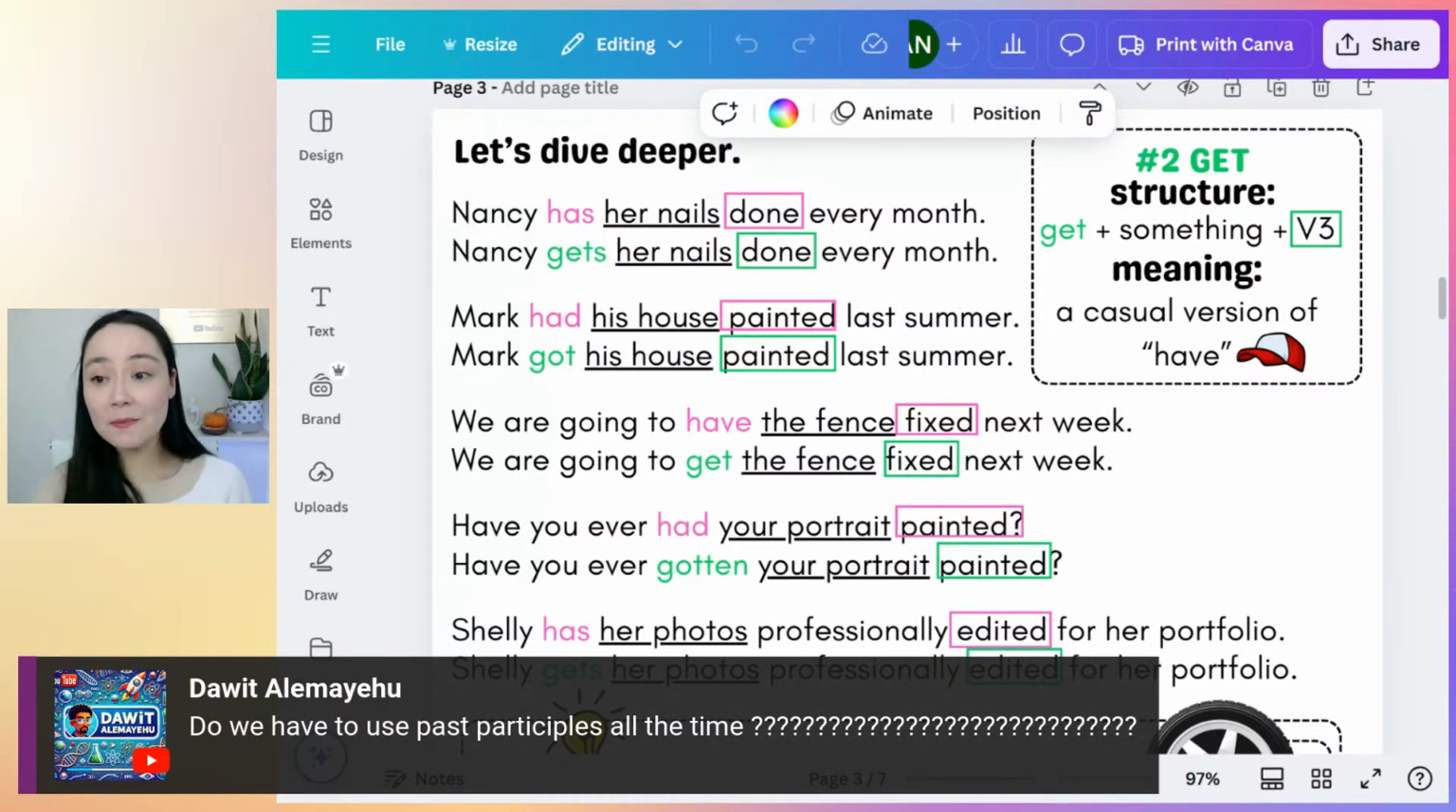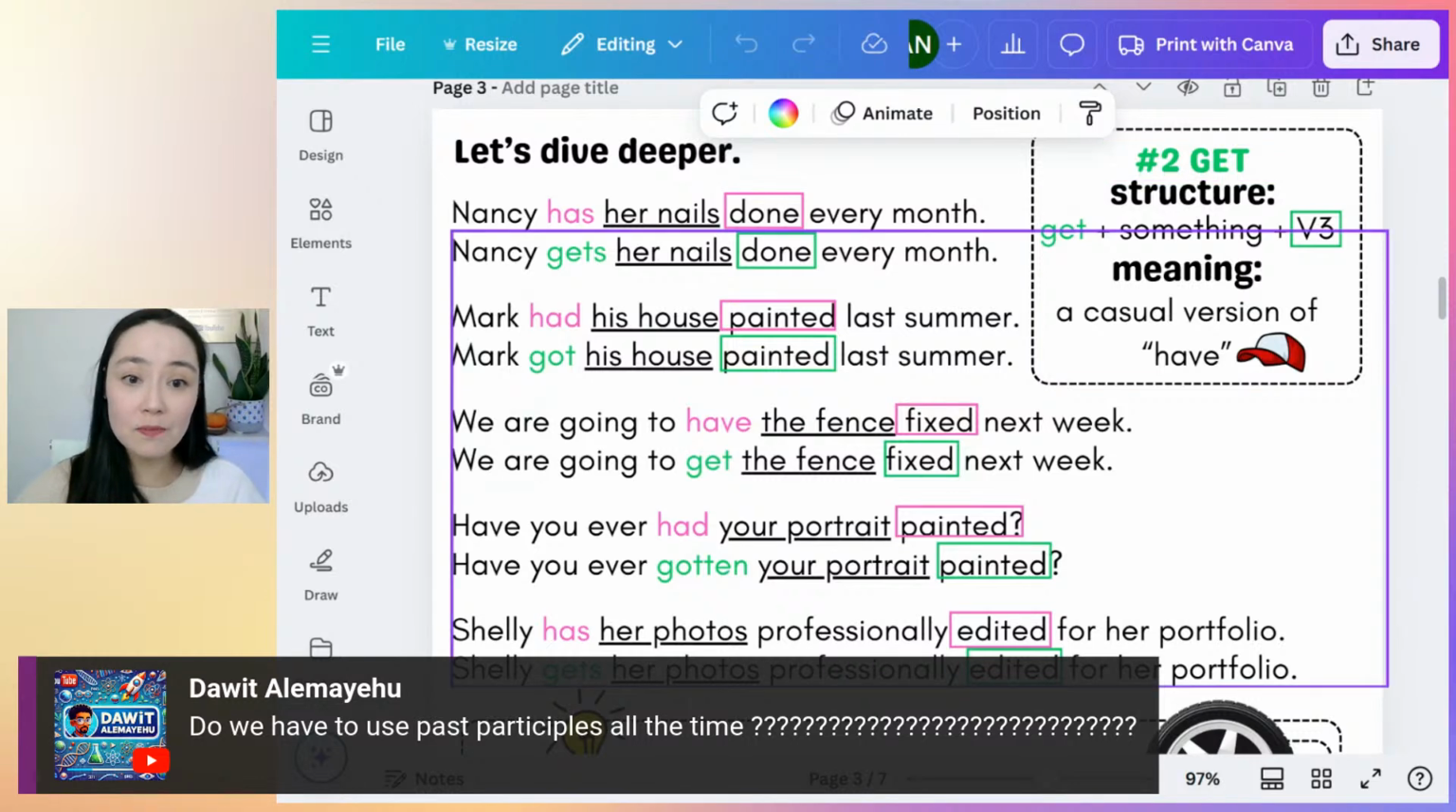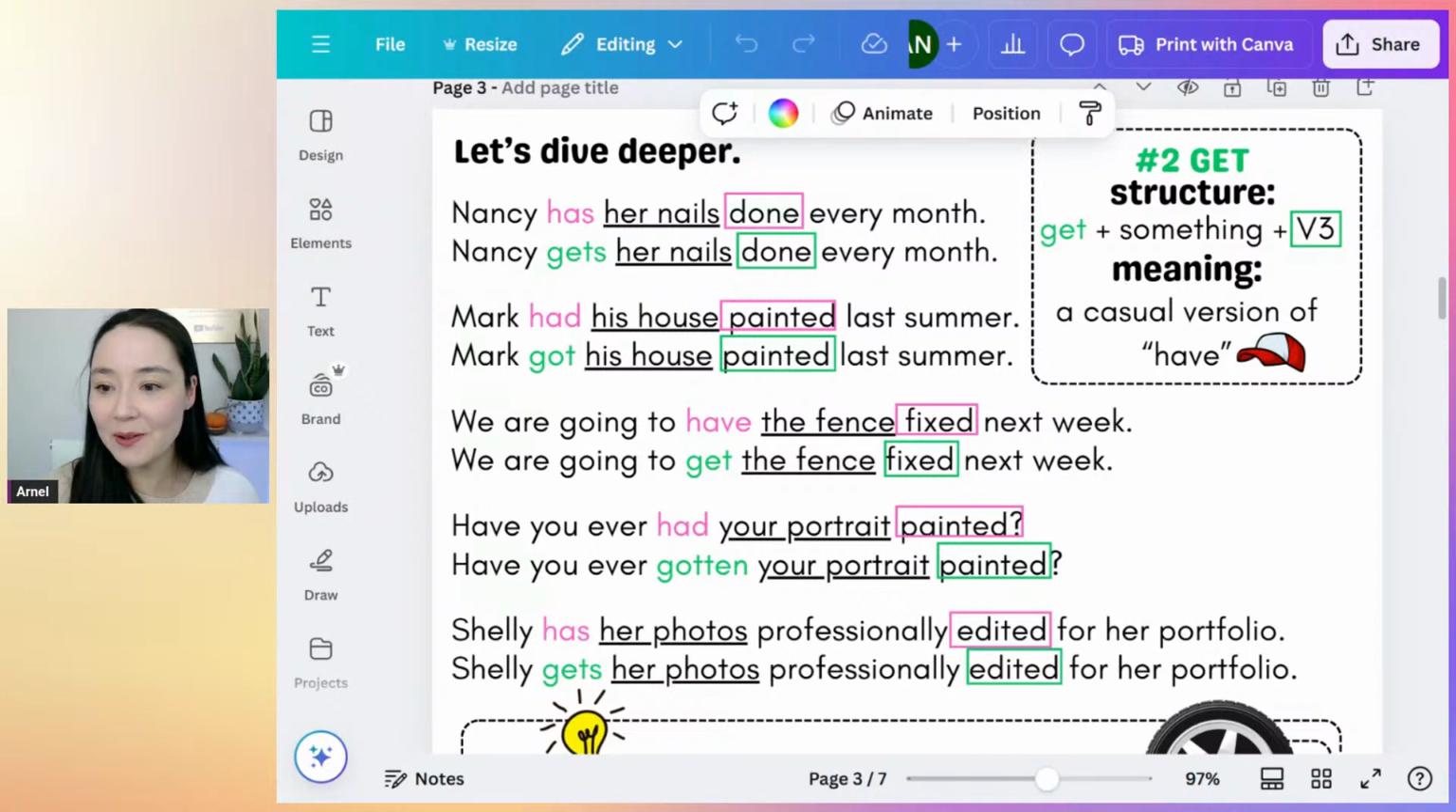Dawit, good question. Do we have to use past participles all the time? The past participle is verb number 3. And yes, it's really common in English for these two structures, structure 1 and structure 2. Yes, it has to be verb 3. So that's a good question.